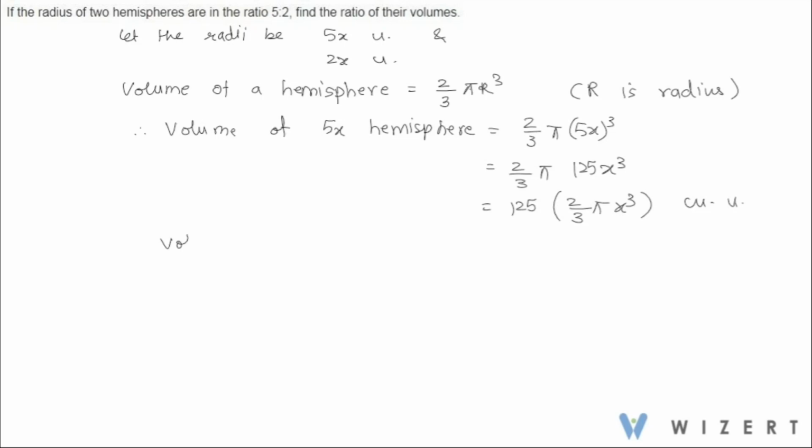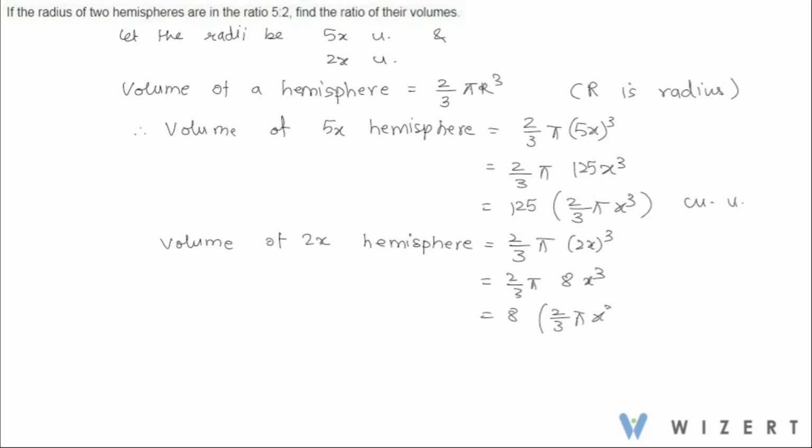We can also find volume of 2x hemisphere, equal to 2 by 3 pi (2x) cube, which is equal to 2 by 3 pi 8x cube, which is equal to 8 multiplied by 2 by 3 pi x cube cubic units. Let's give it equation number 1, and let's give it the name equation number 2.